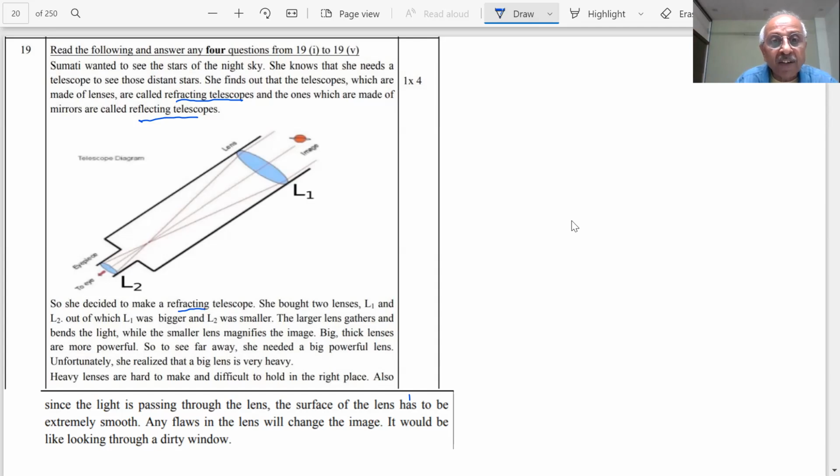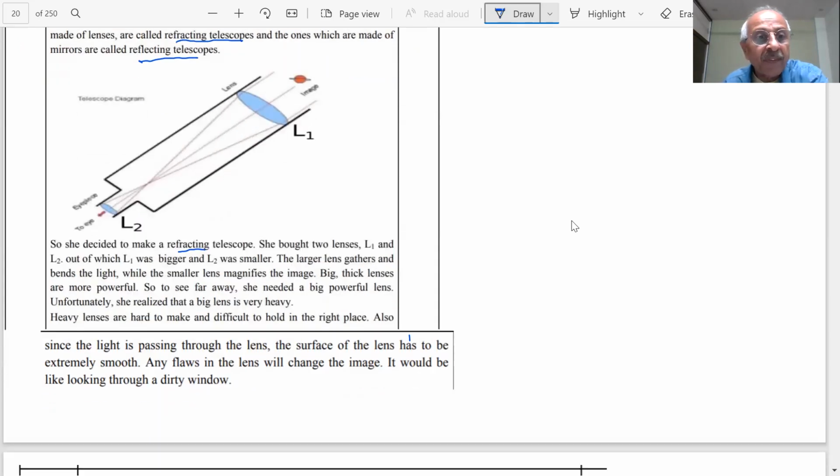So to see far away, she needed a big, powerful lens. Unfortunately, she realized that a big lens is very heavy. Heavy lenses are hard to make, and it is difficult to hold them in the right place also. You can see the problem with the refracting telescope is that you will need very big lenses. They will become heavier, and it is difficult to make such heavy lenses. That is why nowadays we use reflecting telescopes, which use a reflecting mirror, student.